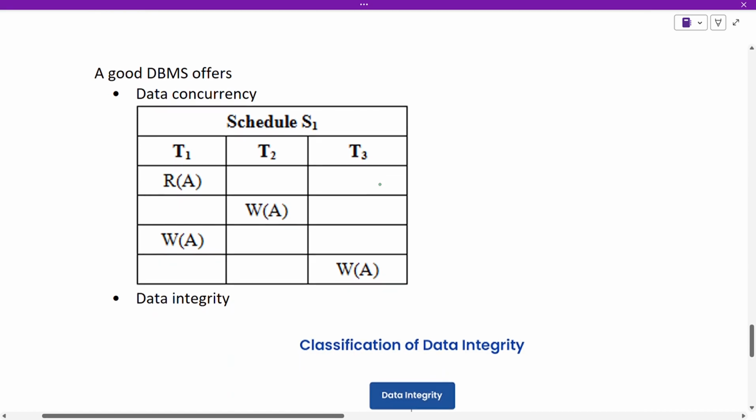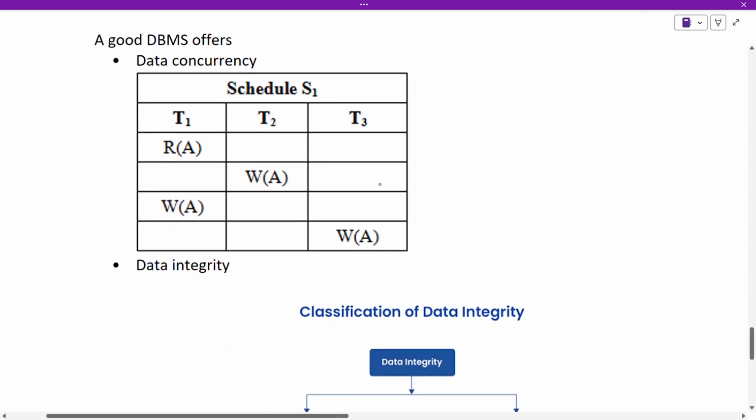Okay, now let's discuss what a DBMS should offer. As we know, a DBMS is nothing but software. For software, we usually have some sort of requirements, right? When we are designing software, we expect the software to do some kind of things. We want it to provide some kind of functionalities. So what are the expected functionalities of a DBMS? Not any DBMS, a good DBMS. So what are they? The first one is data concurrency.